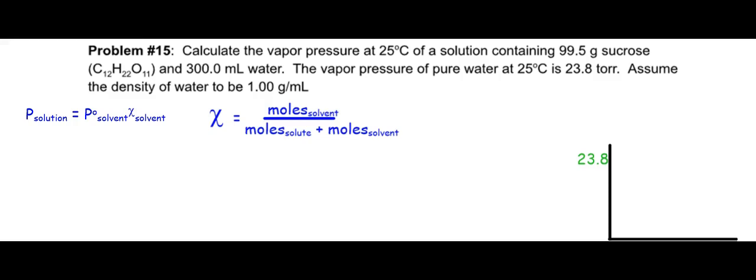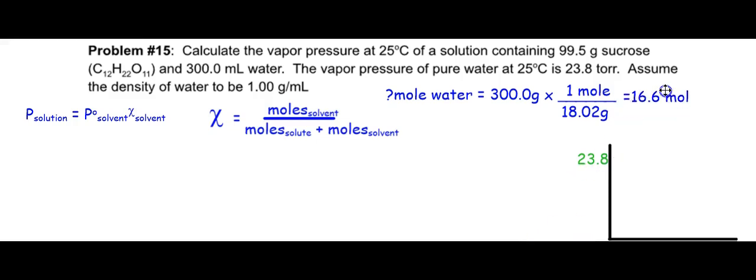Hey, what's my solvent? I think it's water, isn't it? All right, so I have 300 grams of water, and I know it's 18.02 grams per mole. So if you do your calculations, hey, what do you get? I get 16.6. Okay, now what?